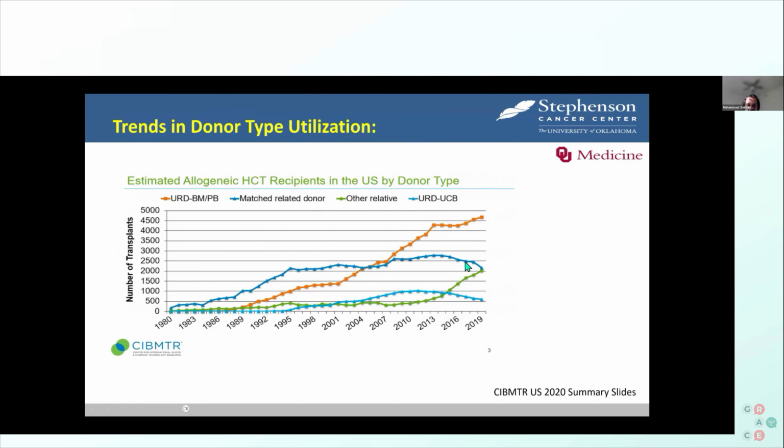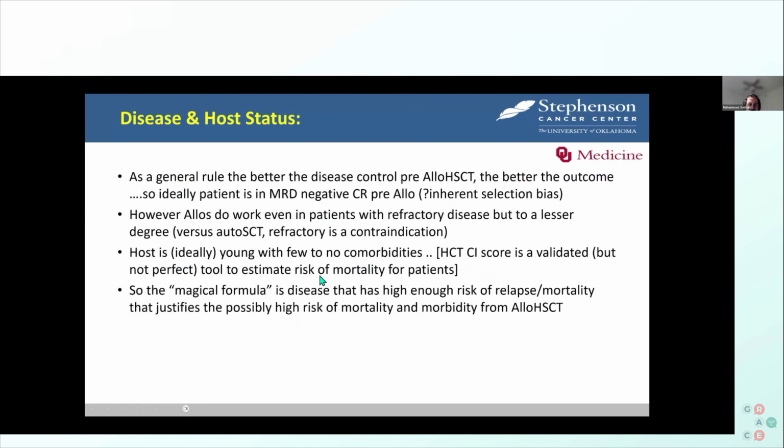This is probably because we are doing a lot more transplants than we were doing back in the 1990s, because if you did not have a sibling donor, then your options were very, very limited. As I said, disease control should be optimal. We like patients to be in complete disease control before transplant, but if that cannot be achieved, minimal disease state is important, and then the host or the recipient should be young with minimal comorbidities.